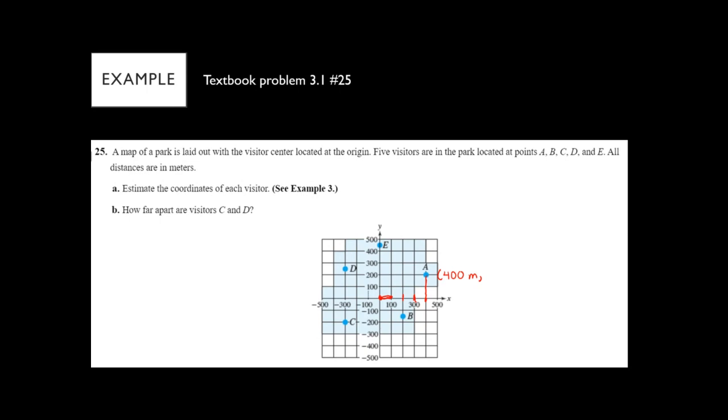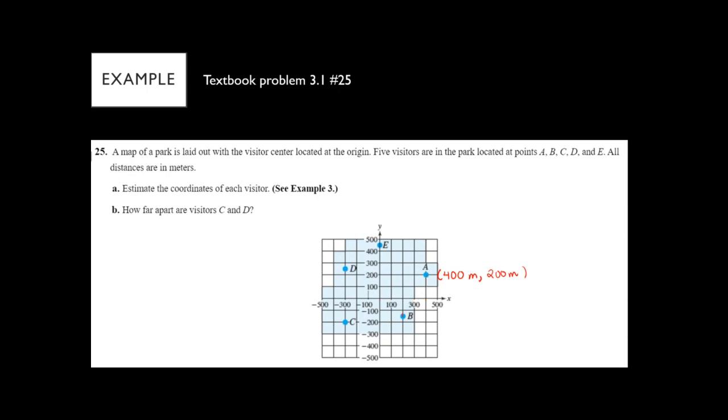M is the abbreviation for meters. And then I want the Y value. So the Y value actually lines up exactly here with 200. So A is 400, 200. So let me erase my little marks there.